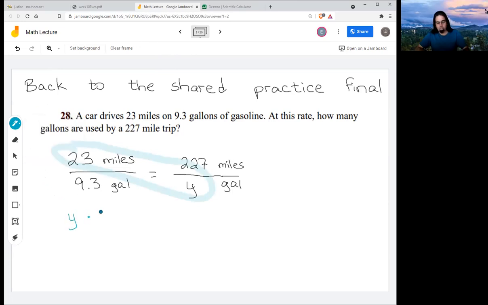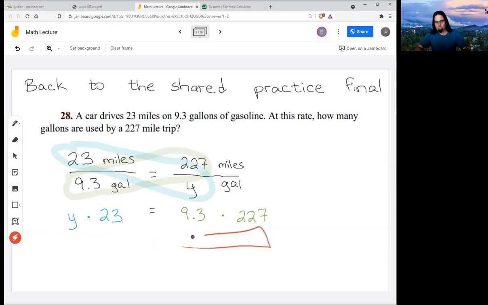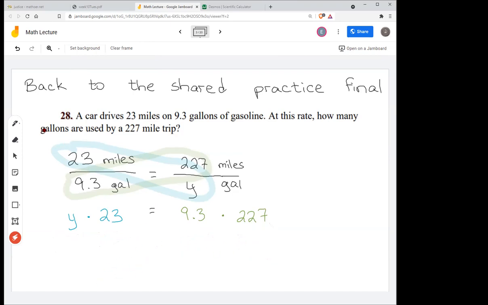Then I'll pick the diagonal that has y and put y first, because that's how I like to do these. Now we had a stylistic thing. Some people like to put a line that's y times 23 equals, and then one number, what is 9.3 times 227. Other people think that's too much writing, and they go right to the divided by 23 on each side step. Which do you want to do? Divide on each side.